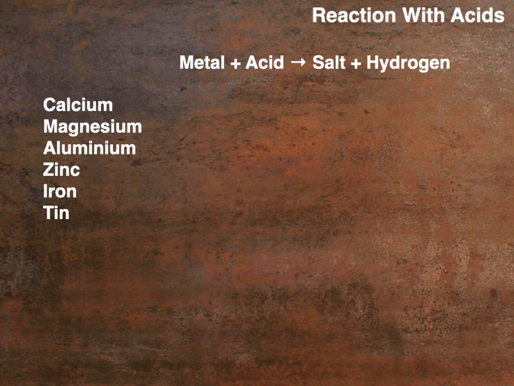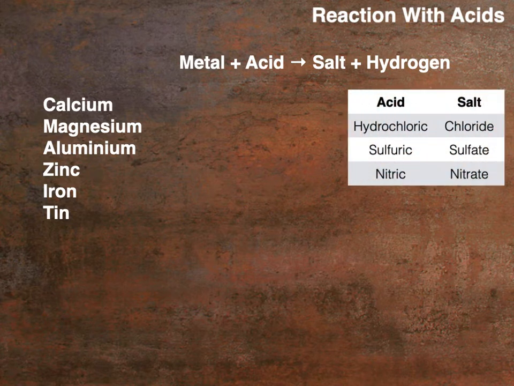And in this case, when a metal reacts with acid, you get a salt and hydrogen. Now the salt you get will depend on which acid you use. With hydrochloric acid you get chlorides, with sulfuric acid you get sulfates, with nitric acid you get nitrates. Let's look at a couple of examples to show how that works.